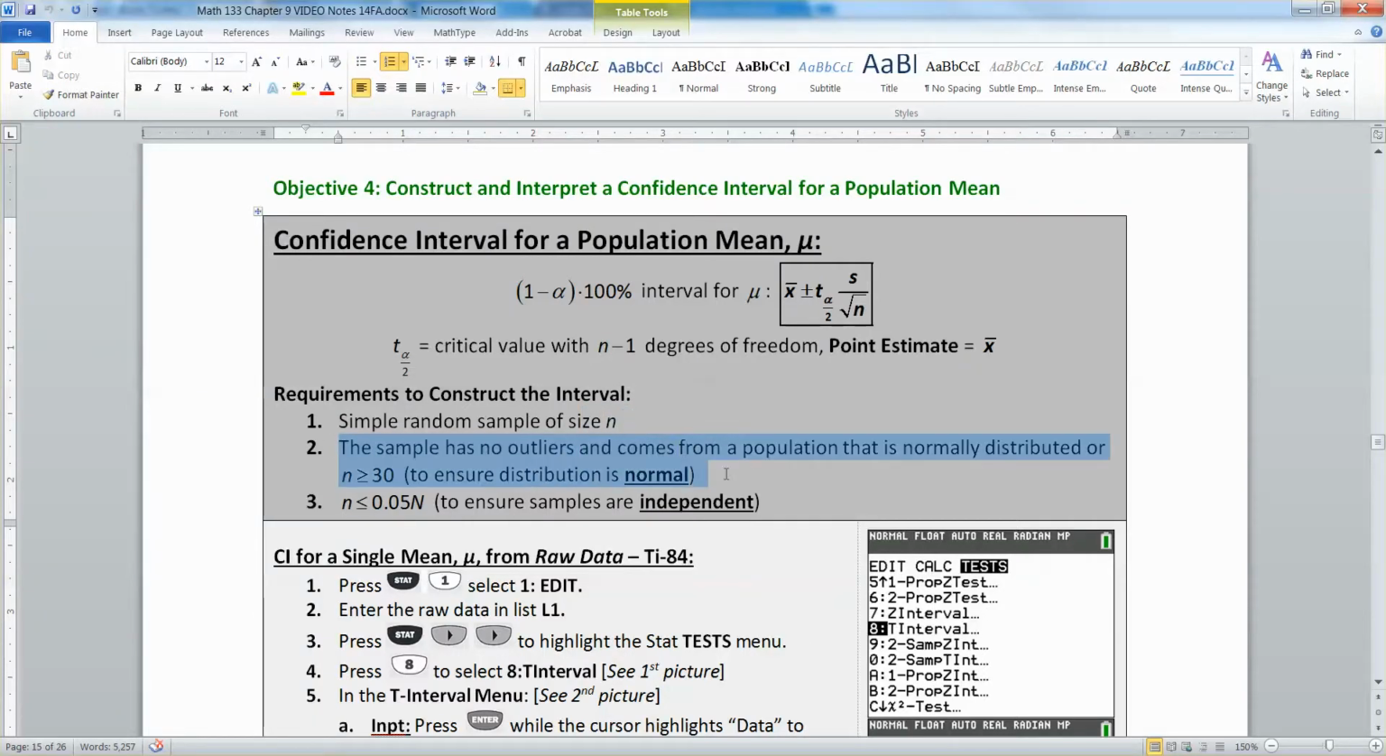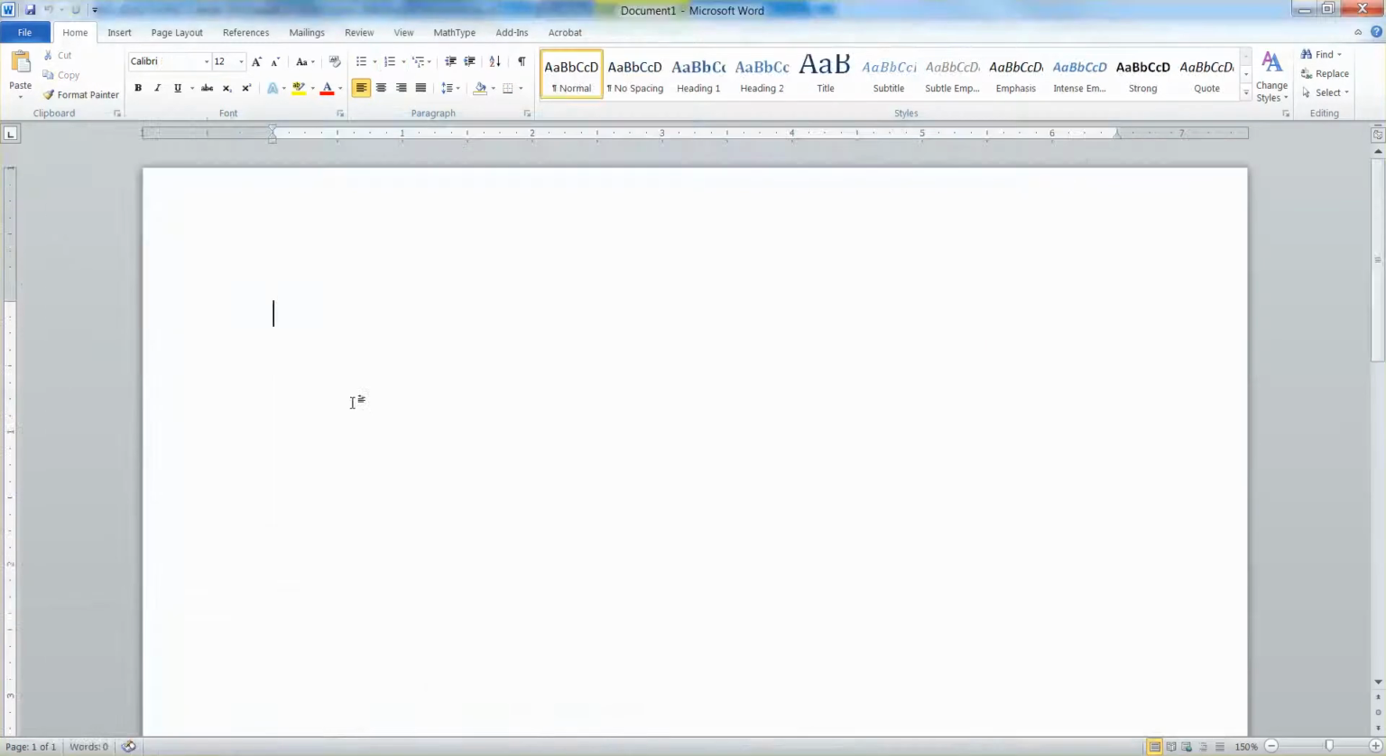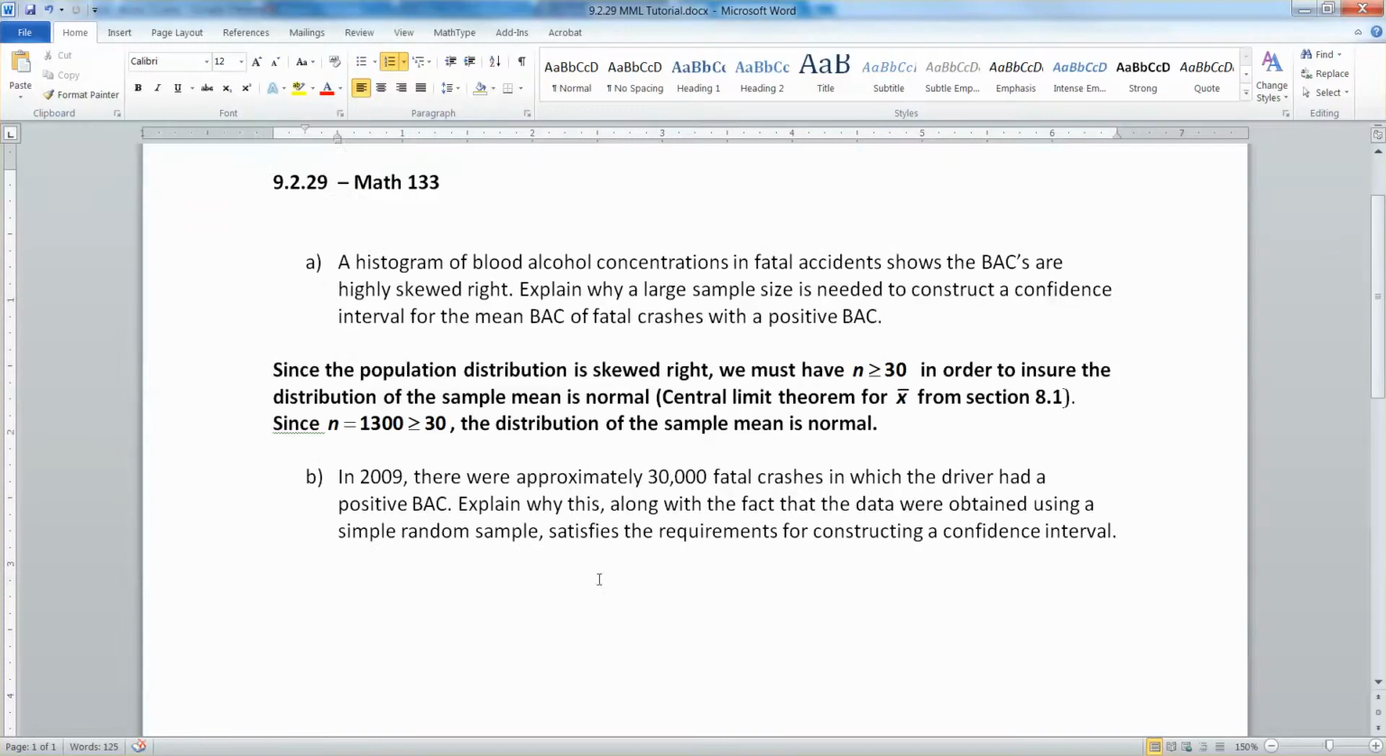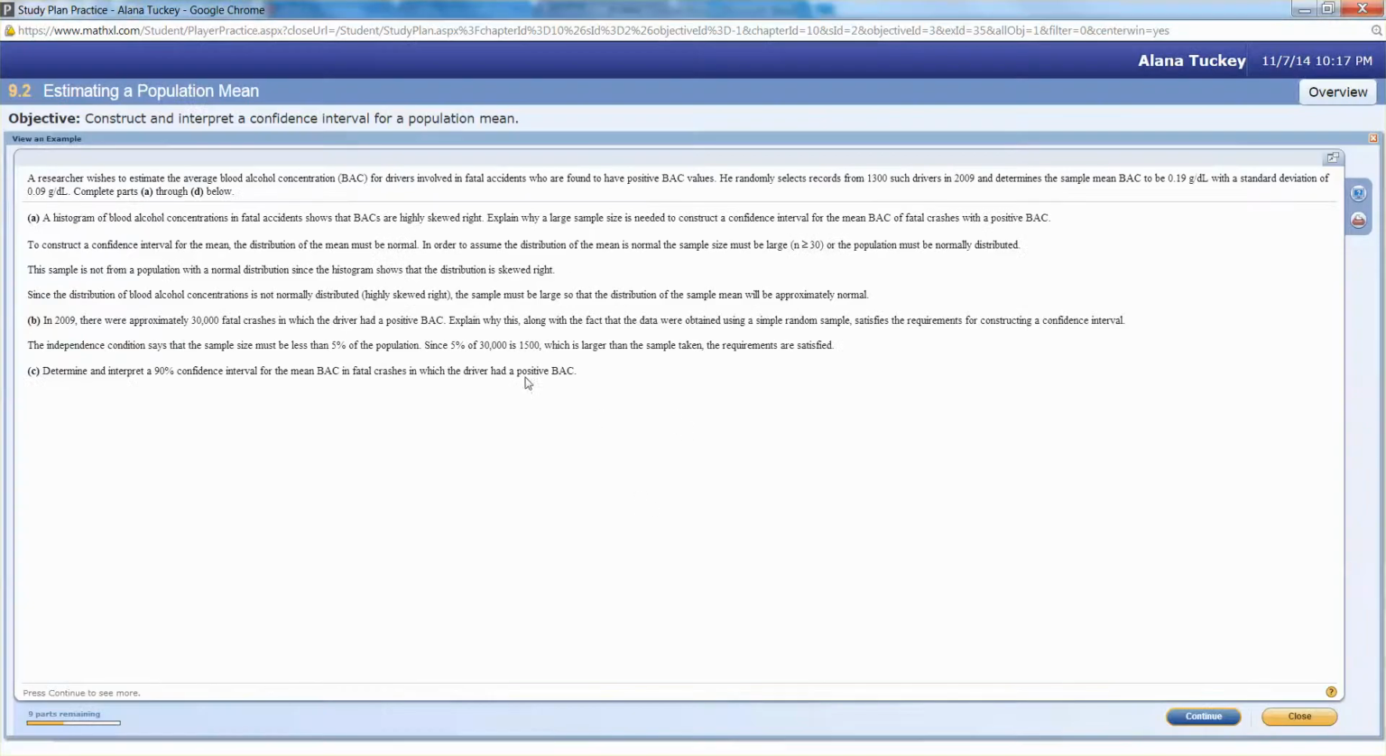Let me go back to look at the requirements again. So we now know in part A that n is 1,300, which is greater than 30. Let me type that up. Okay, there's the answer for part A. Since the population distribution was skewed right, we must have n greater than or equal to 30 in order to ensure the distribution of the sample mean is normal. The central limit theorem for x bar from section 8.1 is where we learned all of that. Since our n is equal to 1,300, that is much bigger than 30, and therefore the distribution of sample means, x bar, is normal.